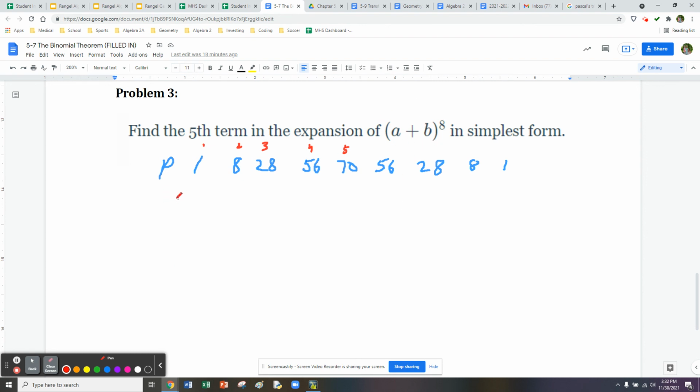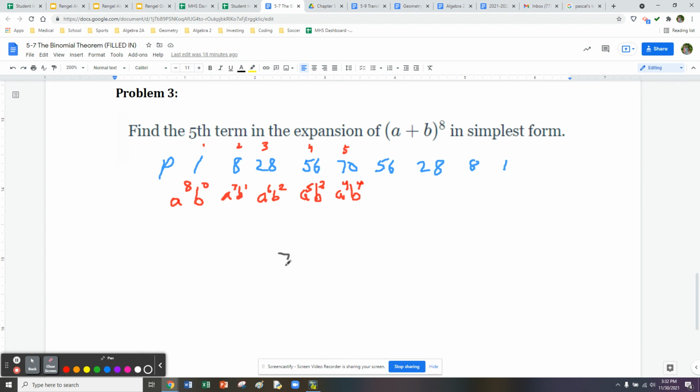So just remember from above, the pattern is your A is going to be raised to the full 8th power, and at this first term, your B is going to be raised to 0. At this term, your A is raised to 7, B is raised to 1. This one, your A is raised to 6, B is raised to 2. This one, A is raised to 5, B is raised to 3. And then the fifth term, which we want, A is raised to 4, B is raised to 4. So now these two are going to be what makes up that fifth term.